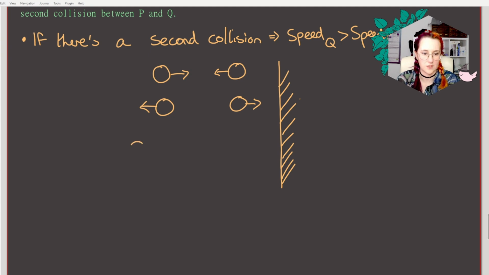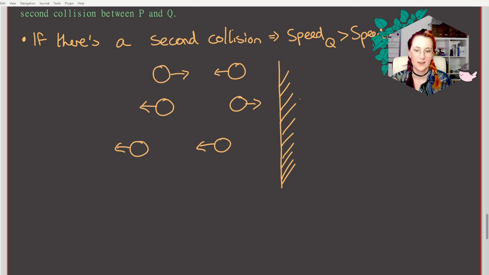Now this one's going to be over here. So in order for this to catch up, it has to be faster so it can slow down. If you have trouble visualizing a wall, just think of an infinitely large sphere. Yeah, sure. So this is P, this is Q, this is the wall.